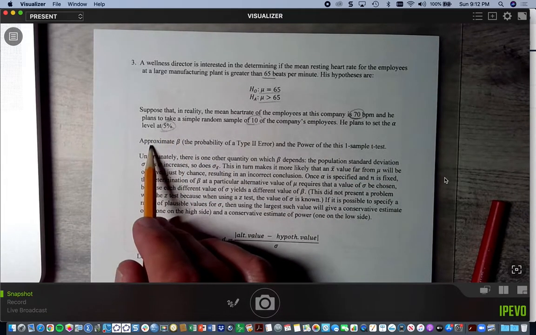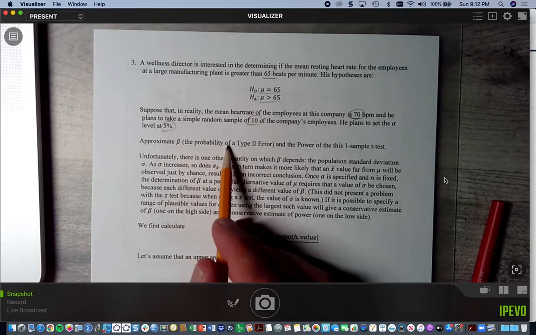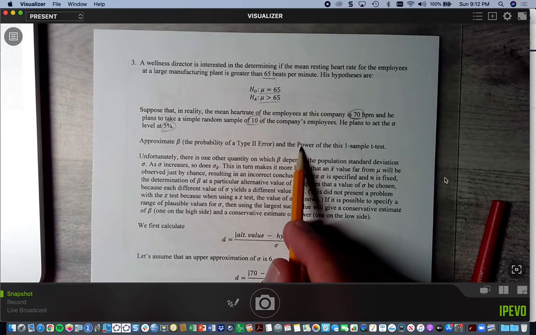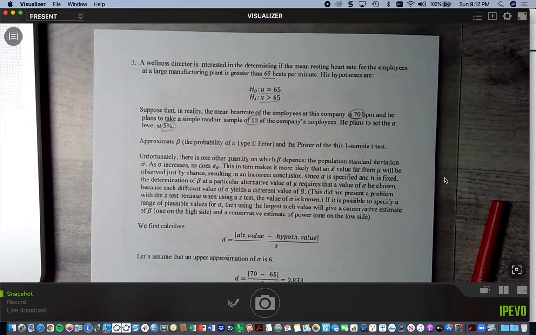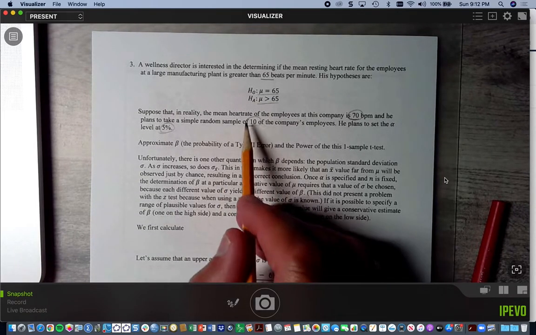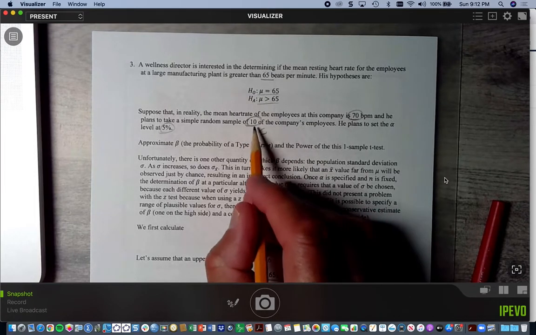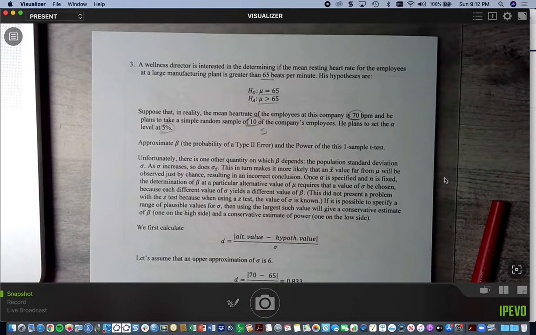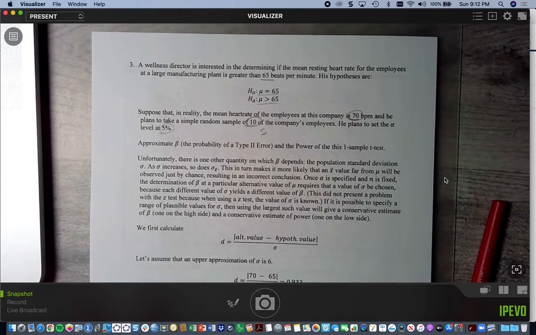Okay, so I'd like to be able to approximate beta, the probability of a type 2 error, and then also find the power of the test. Now the problem with this is we're going to get our sample standard deviation, S, from these 10, and I don't know what that number is. I haven't taken the sample yet.